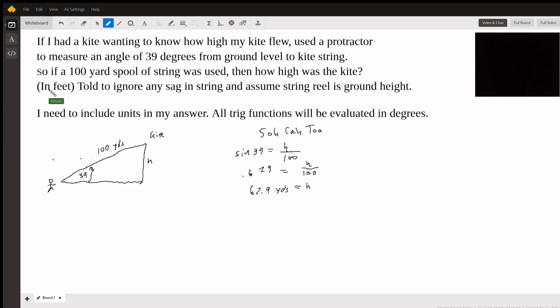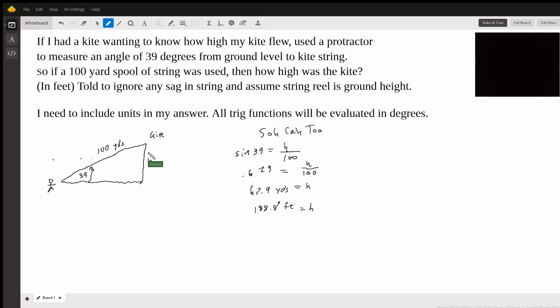However, the problem requires us to find the answer in feet. There are 3 feet in every yard, so we just multiply that by 3. And we're going to get h equals 188.8 feet. And we've solved the problem.